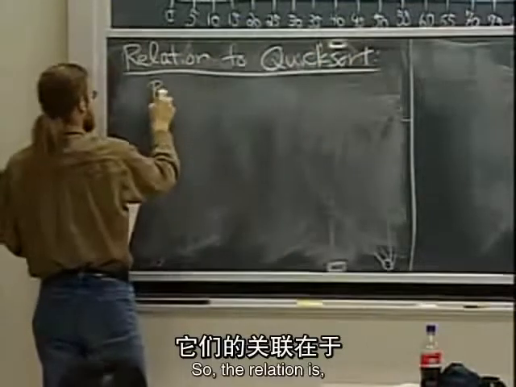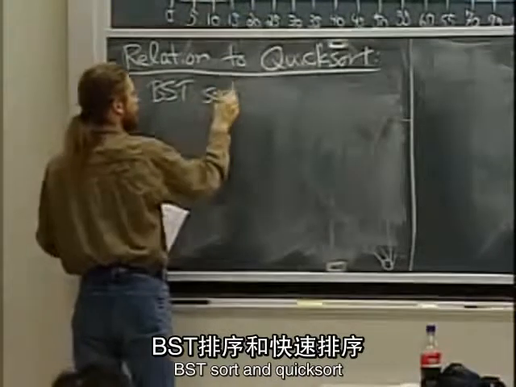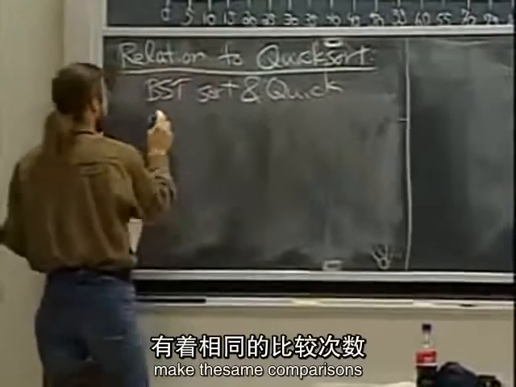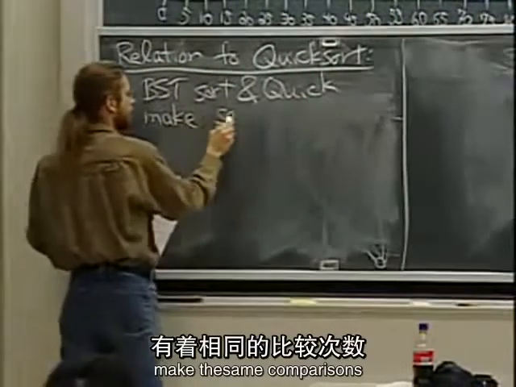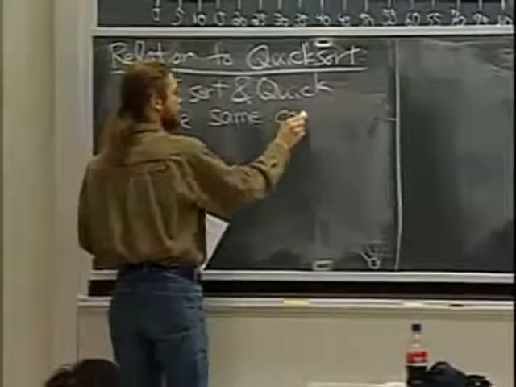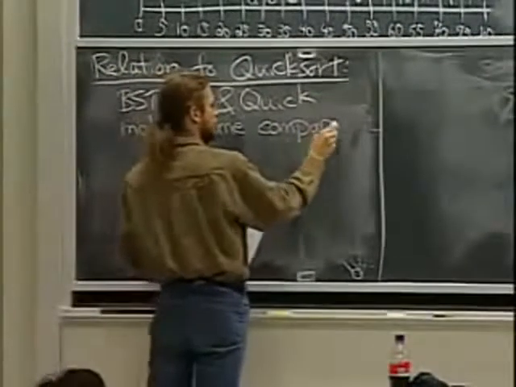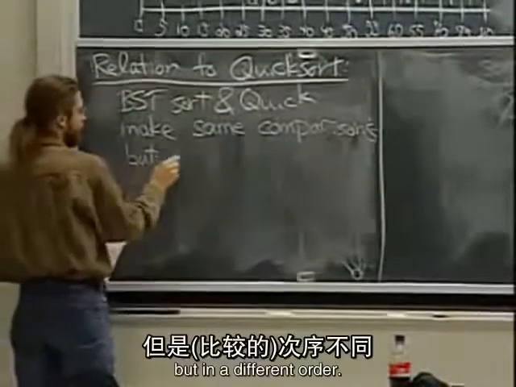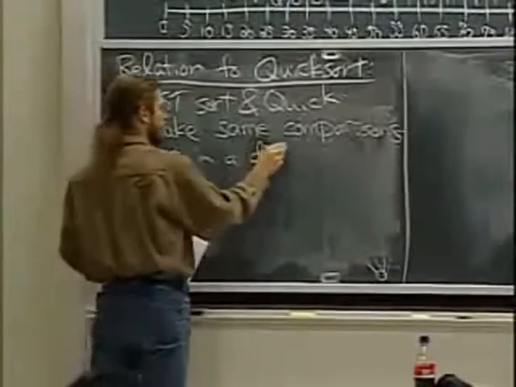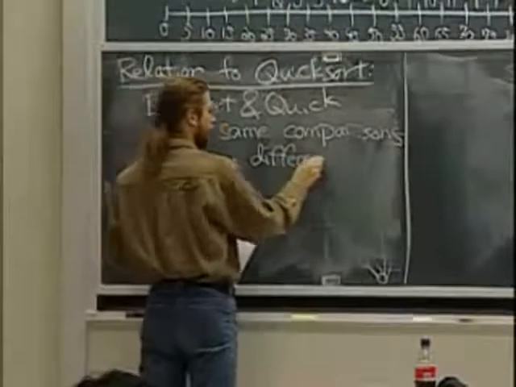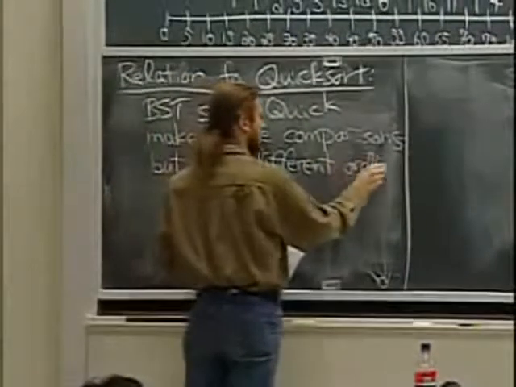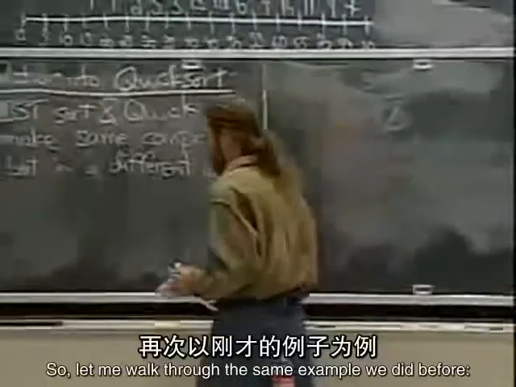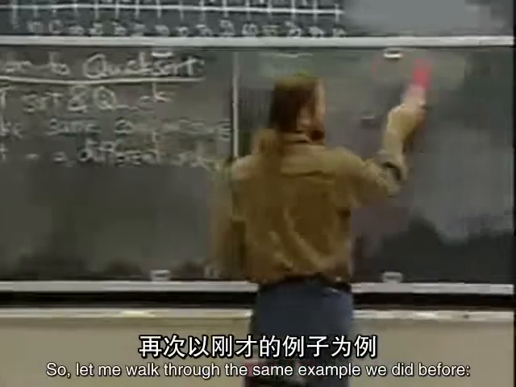So the relation is BST sort and quicksort make the same comparisons, but in a different order. Let me walk through the same example we did before.